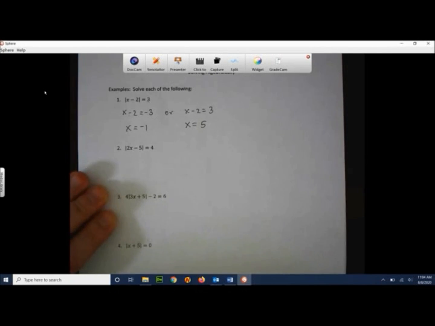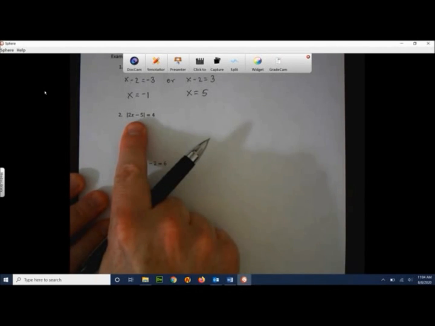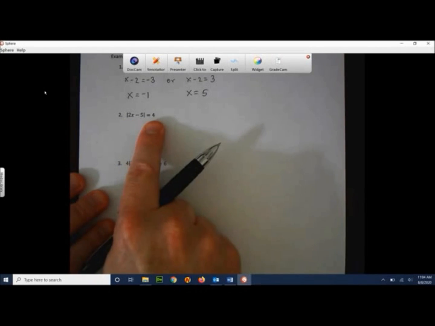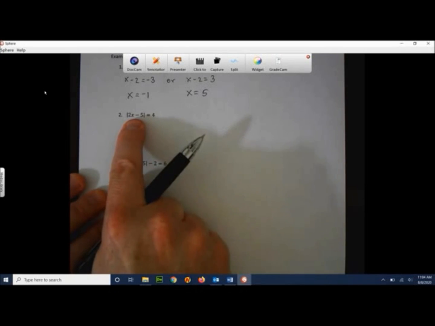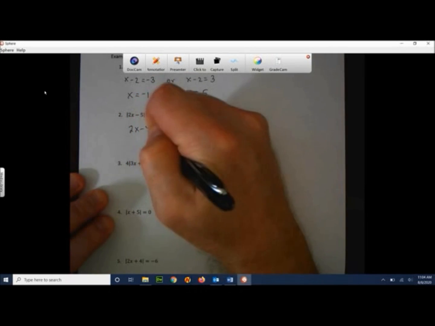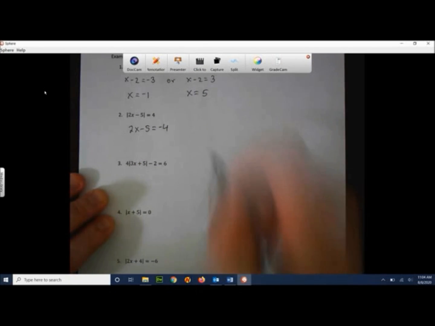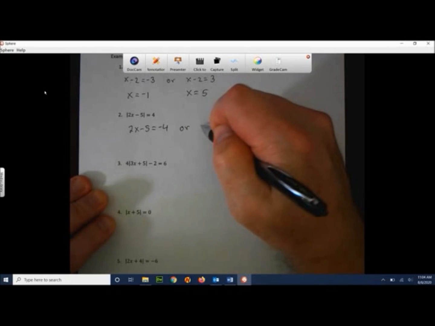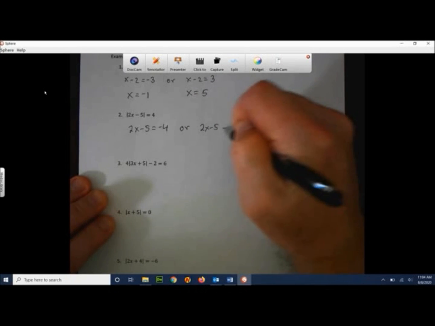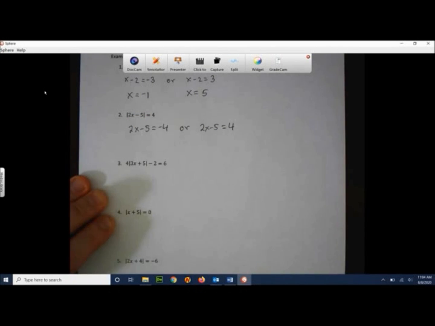All right, so let's try this next one. We have absolute value of 2x minus 5 equals 4. Well, what happens is the thing inside the bracket could be negative 4, because absolute value of negative 4 would be 4. So 2x minus 5 could be negative 4. Or the other possibility is what's inside the brackets could be positive 4, because the absolute value of positive 4 would also give me 4.